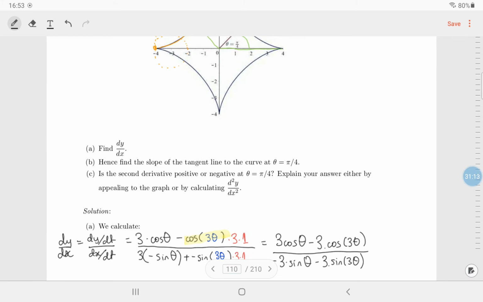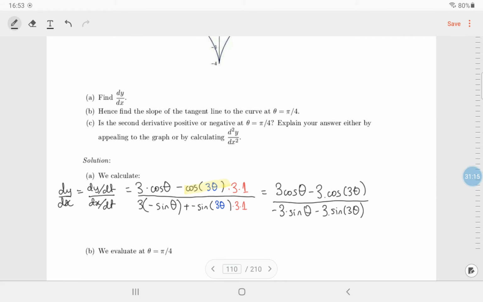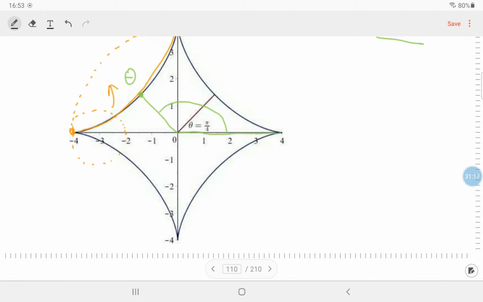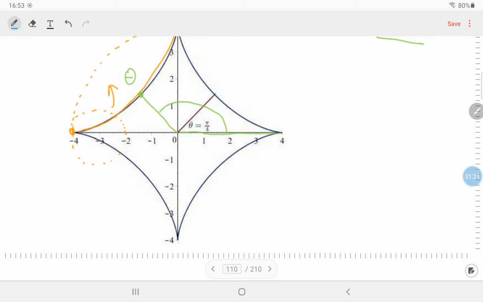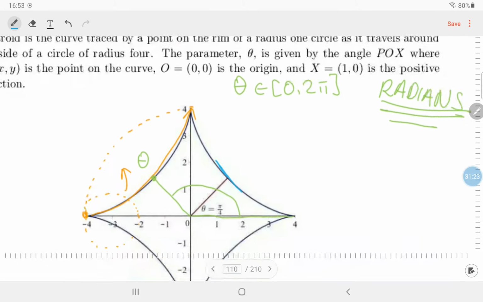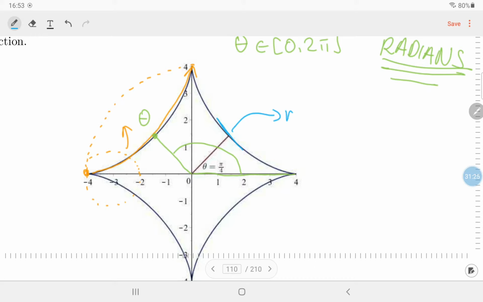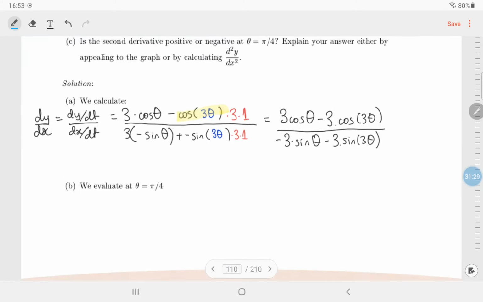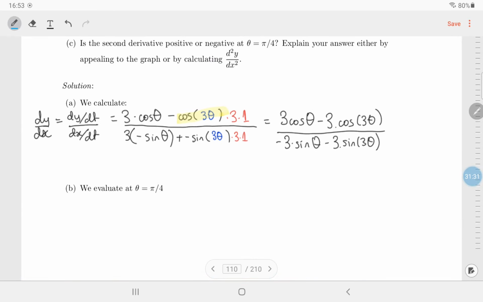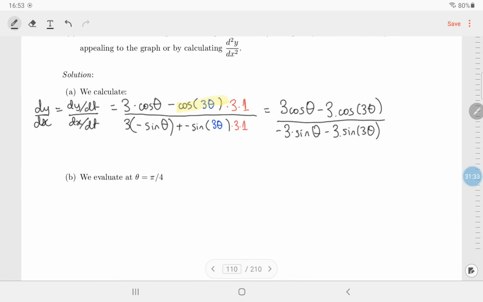Hence find the slope of the tangent to the curve at pi over 4. Now one thing we might just notice, look at the tangent at pi over 4. It's negative, it's going down. So we should at least expect to get a negative slope. So we're going to do dy dx evaluated at theta is equal to pi over 4.